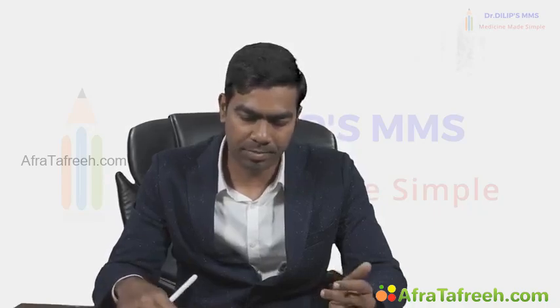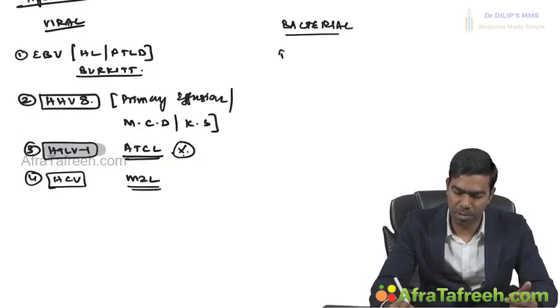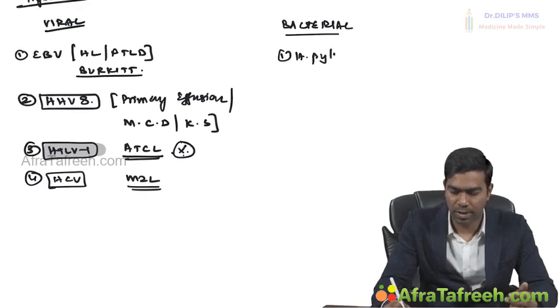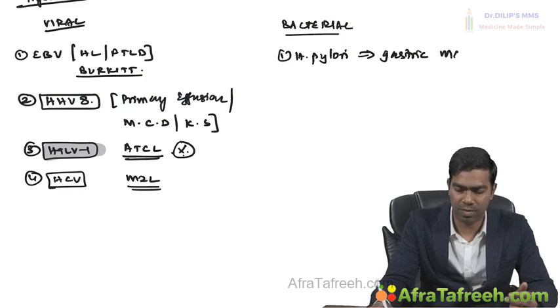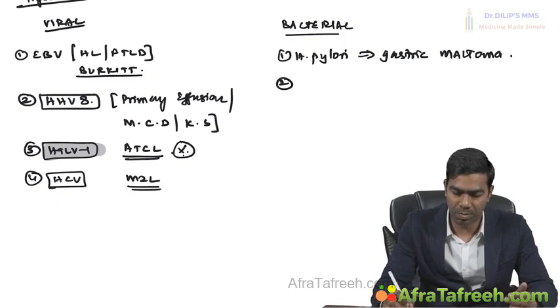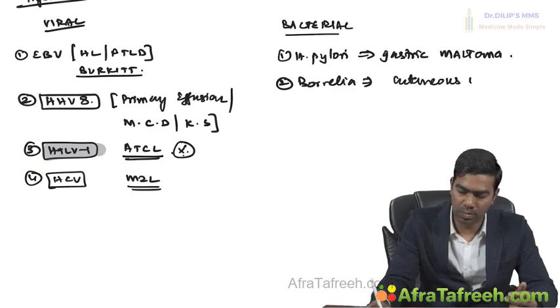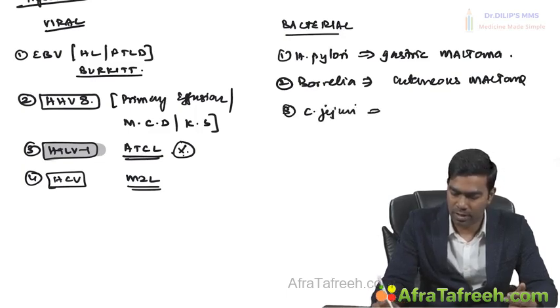And then bacterial, if you ask me, number one, H. pylori. H. pylori is the number one because it's associated with gastric maltoma. It's a very well-known fact. We have seen already about this in the GIT section, gastric maltoma. Then Borrelia species is associated with cutaneous maltoma. Borrelia is associated with the cutaneous maltoma. And Campylobacter jejuni is associated with the small intestinal maltoma.